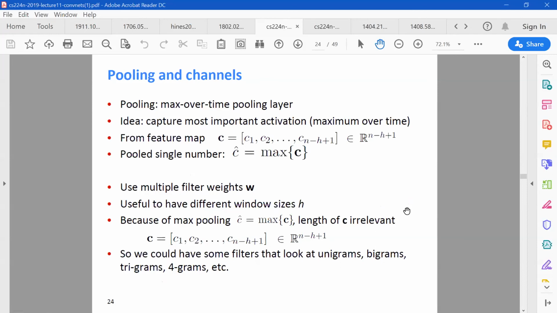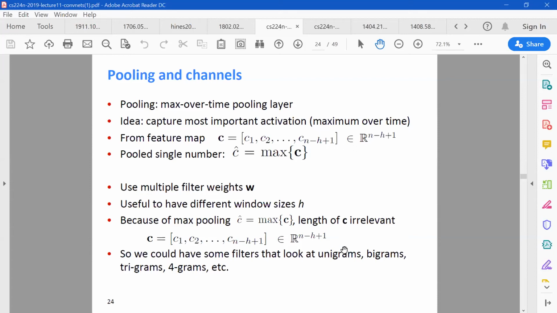Okay, then he talks about pooling, max pooling over time. Important. You pool the whole feature map into a single number, which is the max. We've already seen that. Using multiple filter weights, different window sizes h, and that means filter size. h is the length of the convolution. Because of max pooling, the length of C is irrelevant. Okay, that makes sense because you're only getting one number.